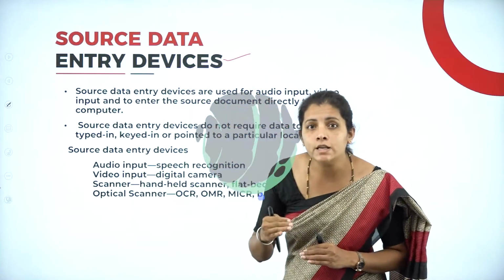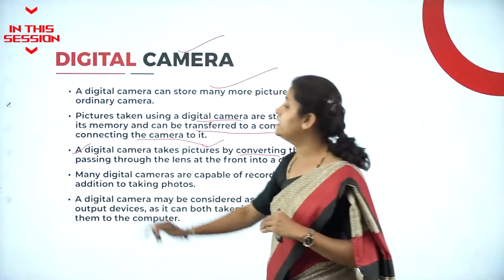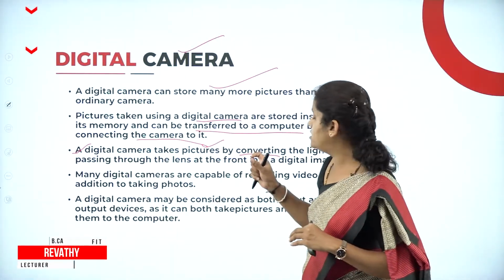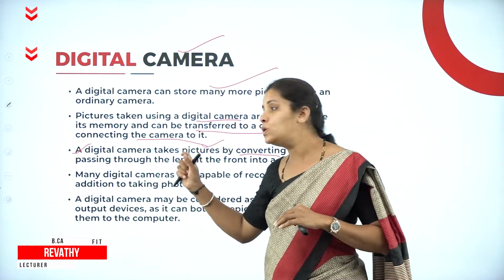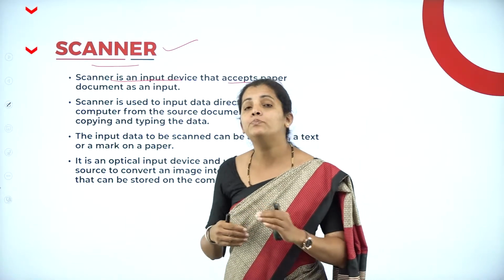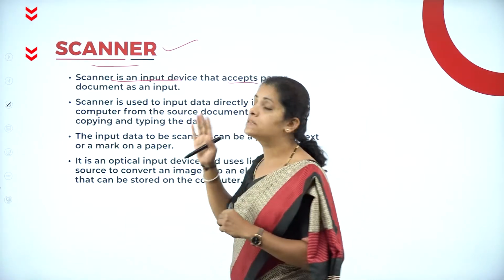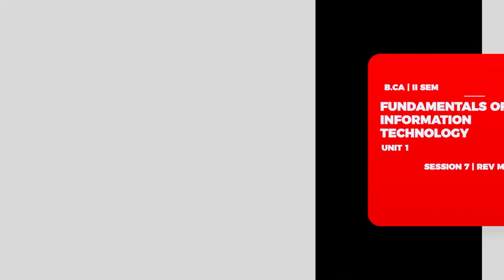So let's see what is source data entry device. A digital camera takes pictures by converting the light passing through the lens. Here, a scanner is an input device that accepts paper documents as its input.